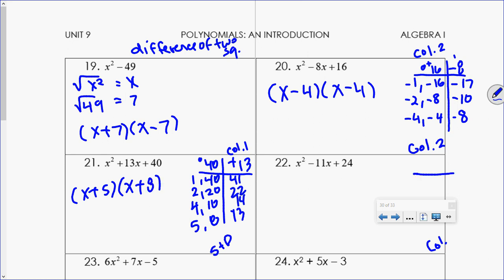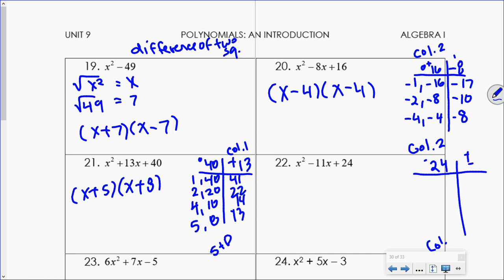22, looking for two numbers. Multiply to 24, adds up to negative 11. So the bigger number has to be negative. So negative 24 and 1 gives me negative 23. Positive 2 and negative 12 gives me negative 10. Positive 3 and negative 8. Oh, I'm sorry. I did that wrong, guys. That's not a negative 24. It's a positive 24.